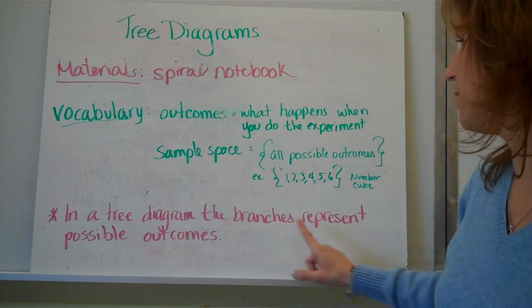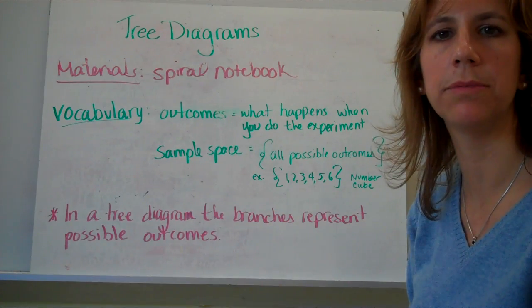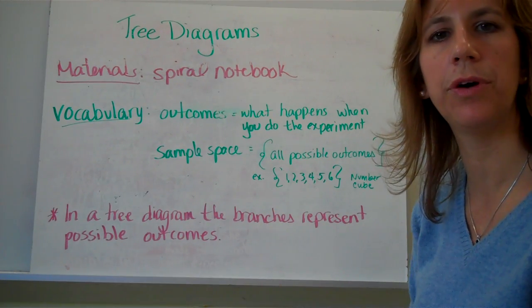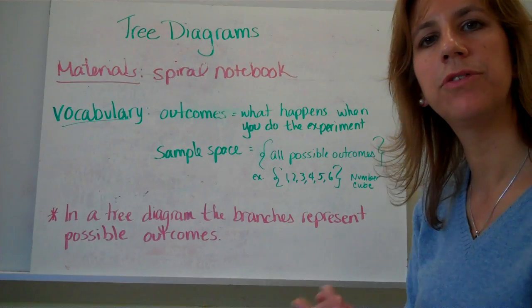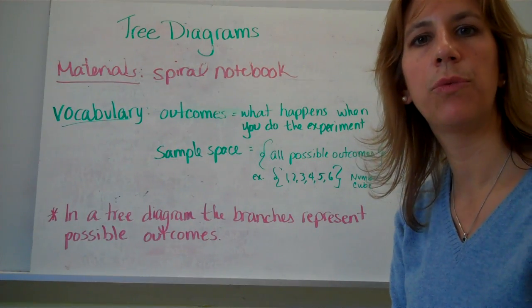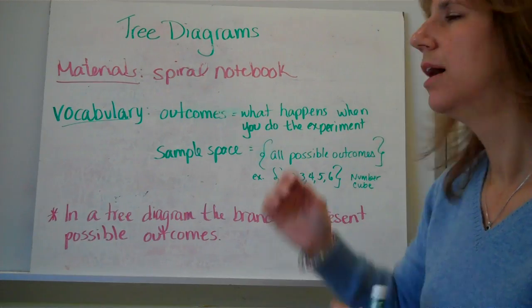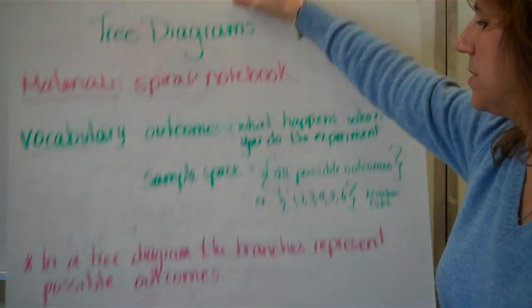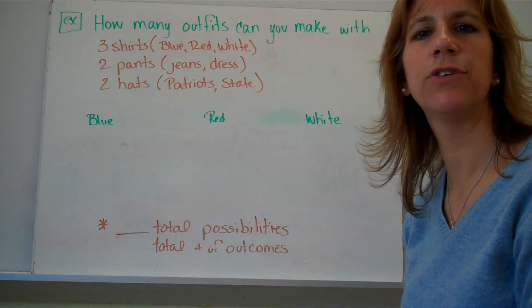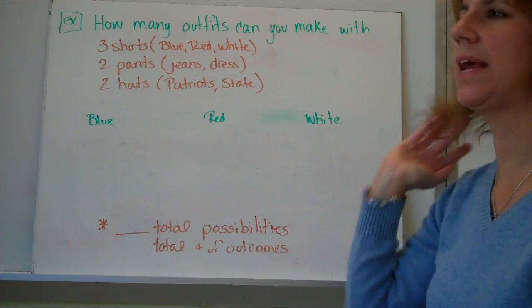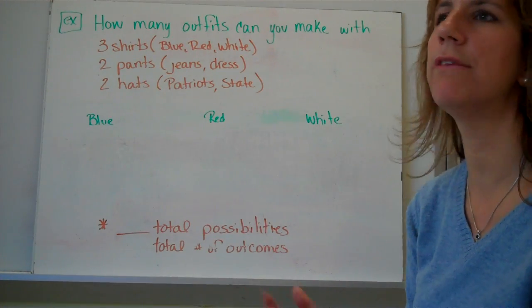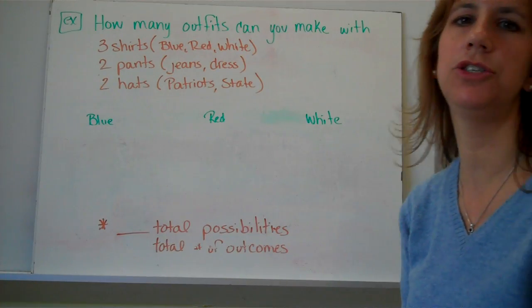In a tree diagram, the branches represent all the possible outcomes, all the things that you could get when you put things together. Tree diagrams are very often used whenever you're dealing with choices of things. Okay? All right, let's do a couple of examples together. All right, here's the first one. Very popular question. How many outfits can you make if you have 3 shirts, 2 pants, and 2 hats?